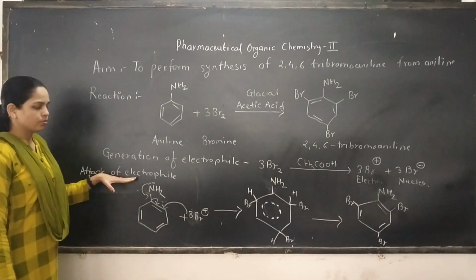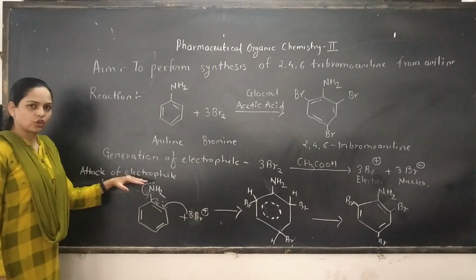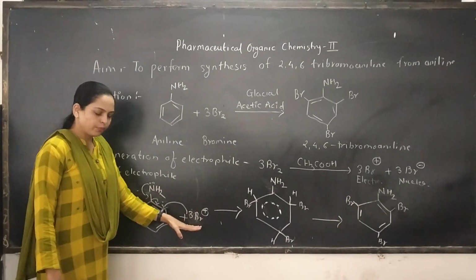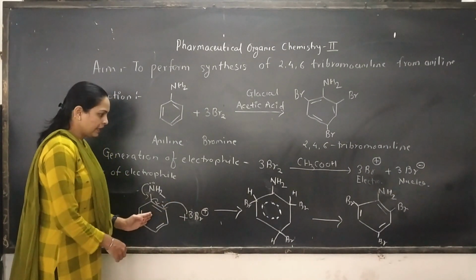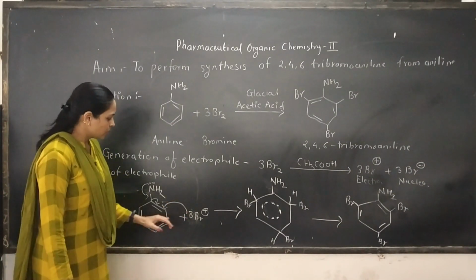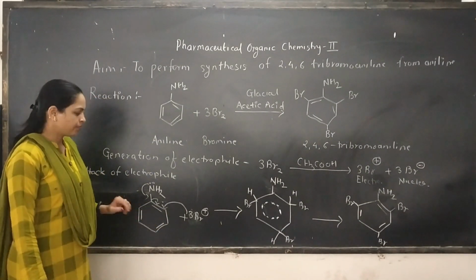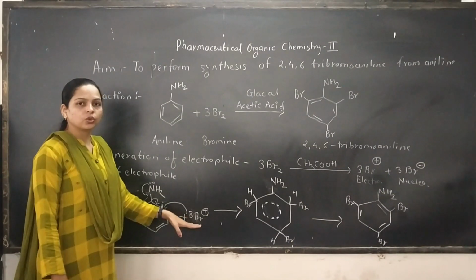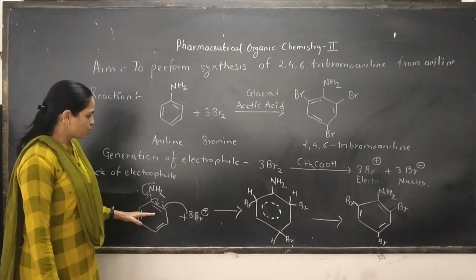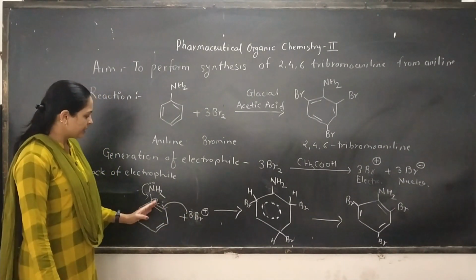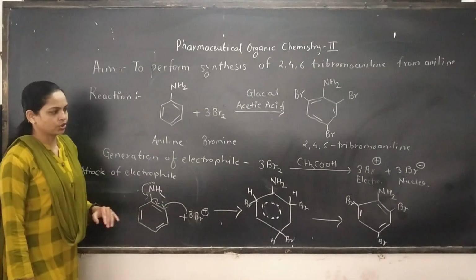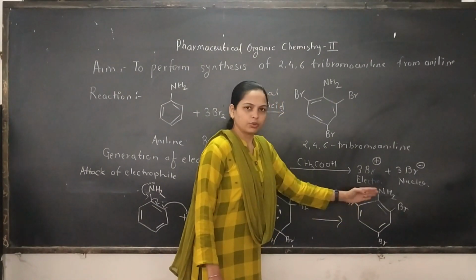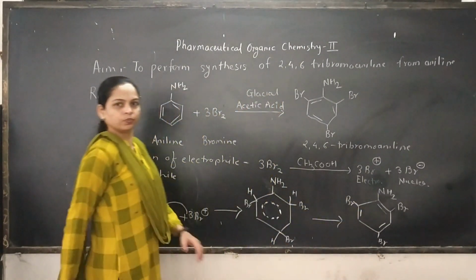The second step of the reaction is attack of electrophile on the benzene ring. When electrophile bromine attacks the aniline ring, it attacks the ortho and para positions, as bromine is a halogen and that halogen is an ortho-para director. So when attack of bromine takes place on the ortho and para positions, it will finally form 2,4,6-tribromoaniline. Thank you.